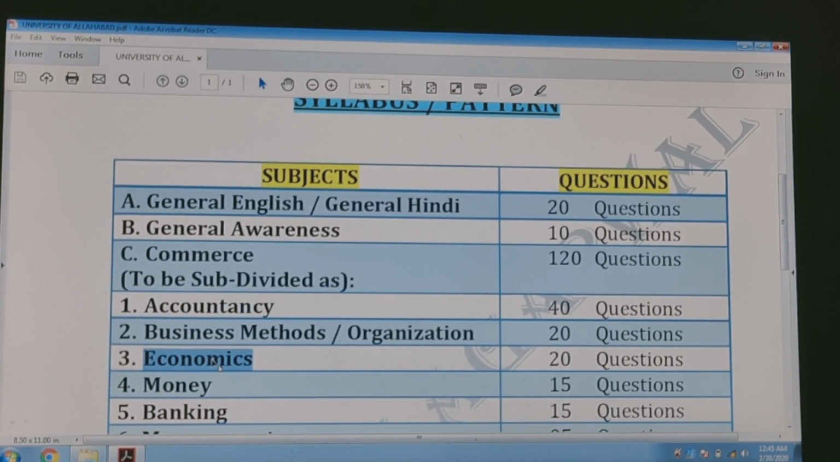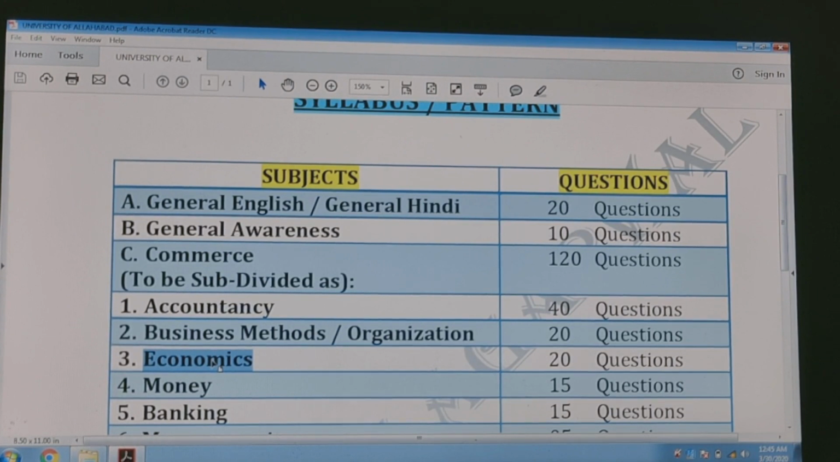As you already know, there are four main definitions: Adam Smith, then Marshall, then Robbins, then Samuelson. So these definitions will be coming. Then economics as an art, economics as a science, normative, positive, then economics as inductive, as deductive science. So these kind of things will be coming from class 11th.